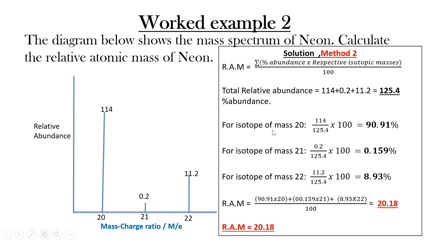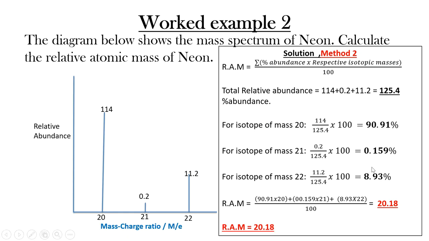And then after that, we can calculate the percentage abundance of each isotope. For the isotope of mass 20, its abundance is 114. So we divide by the total abundance times 100. So we are able to get 90.91%. Then the second isotope is mass 21. It has 0.2 over 125.4 times 100, and we get this answer. And then lastly, we have the percentage abundance for the isotope of mass 22. It has abundance of 11.2. We divide by total abundance, which is 125.4 times 100.